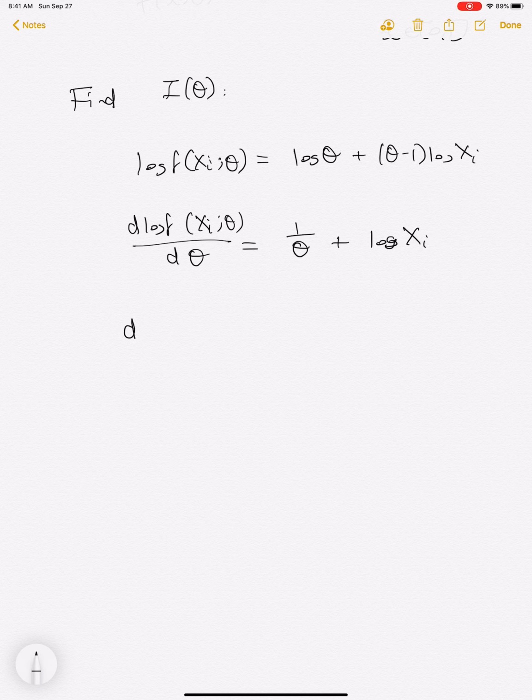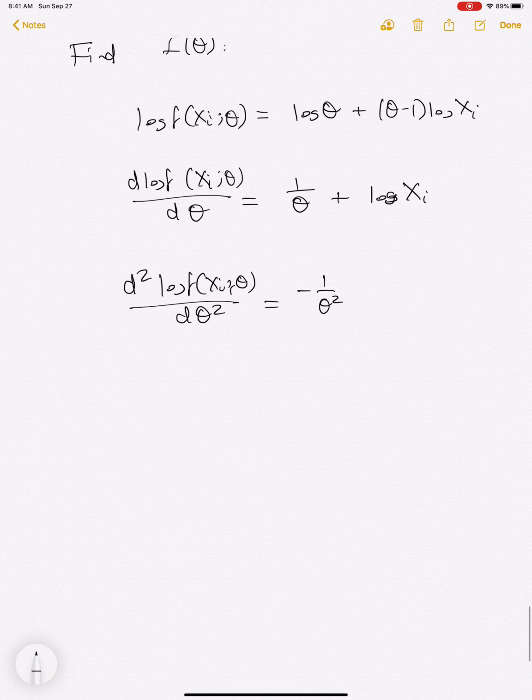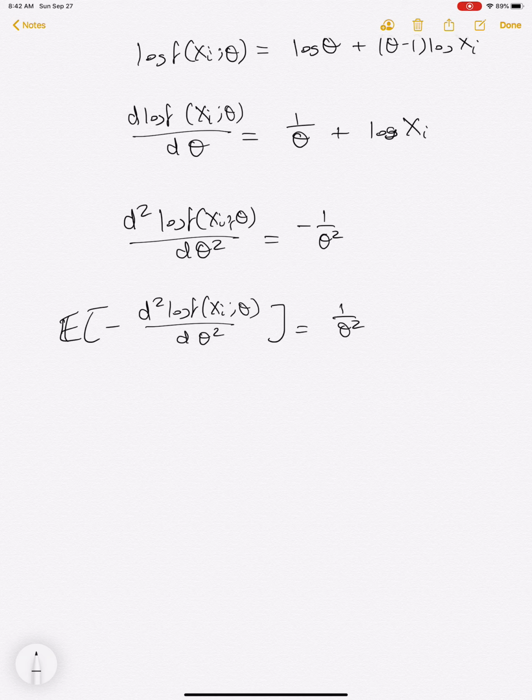Then if we take the double derivative, we just get negative 1 over theta squared, because there's no term involving theta in the second term. Therefore, if we look at the expectation of the negative, you're just going to get 1 over theta squared. Okay, and as we saw earlier, this is bigger than 0 since theta is bigger than 0.